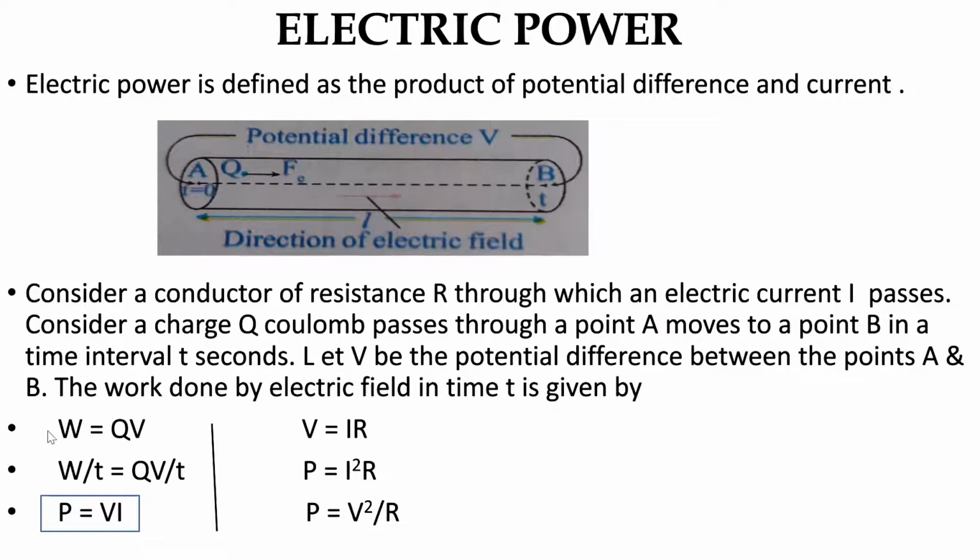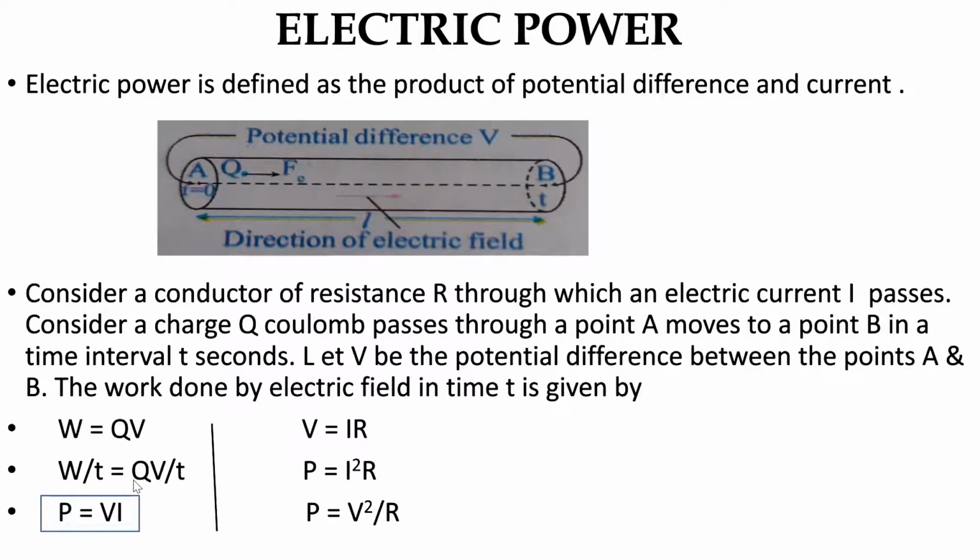Okay, now what we are doing, in your previous classes we had learned that electric power is the rate of change of work. So we are dividing both the LHS and RHS by the time factor. So W by T is equal to QV by T. Clear, children? So when we write like this, W by T is nothing but power, which is represented by the letter capital P, and Q into V.